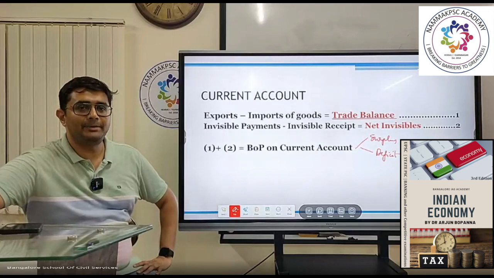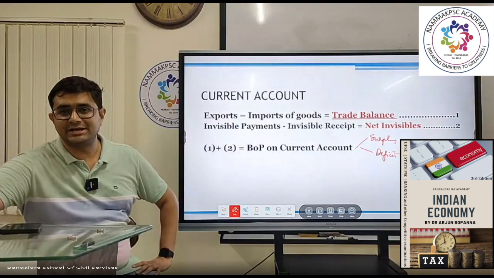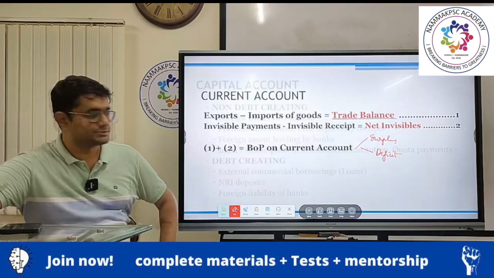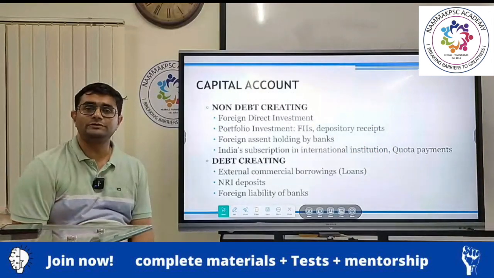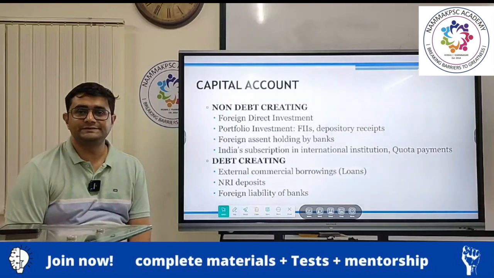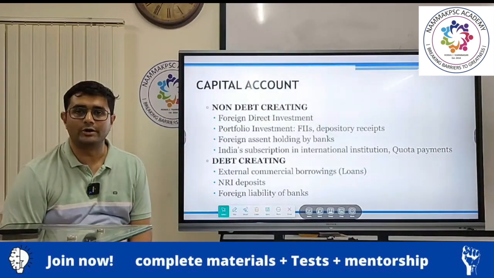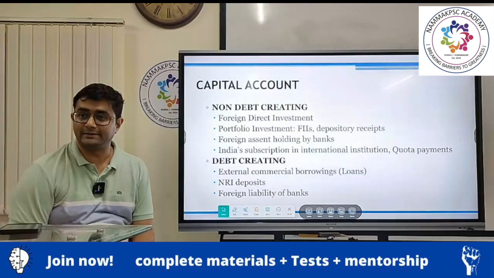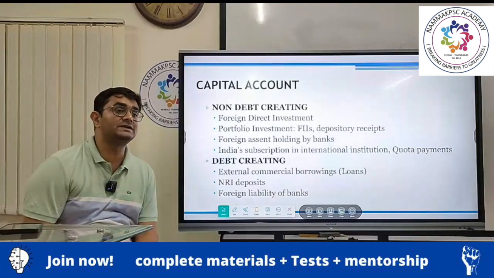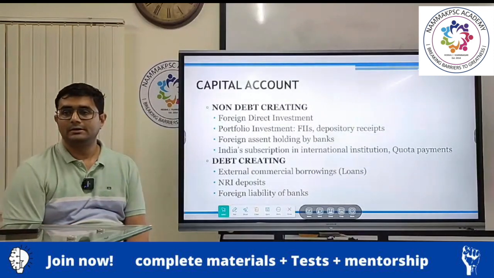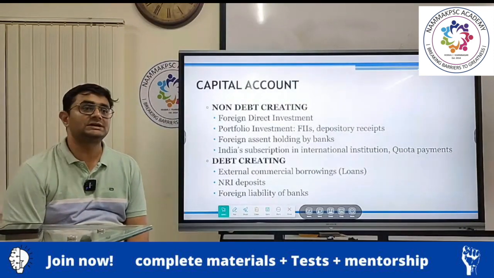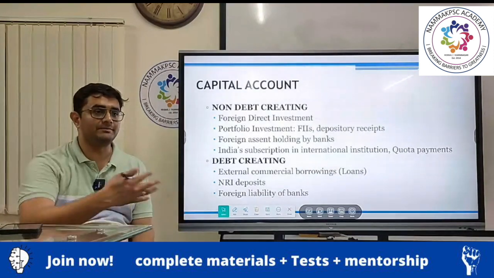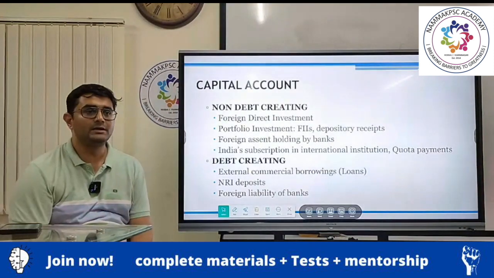Next is capital account. Any transaction other than current will be recorded in capital account. Capital account includes mainly investments and external commercial borrowings. Investments are non-debt creating; you don't have to repay them, the economy doesn't have to repay them. Debt creating means external commercial borrowing, where the money has to be repaid. It is coming now, but it has to be repaid with interest.